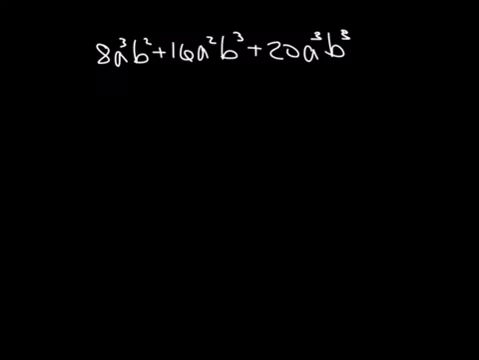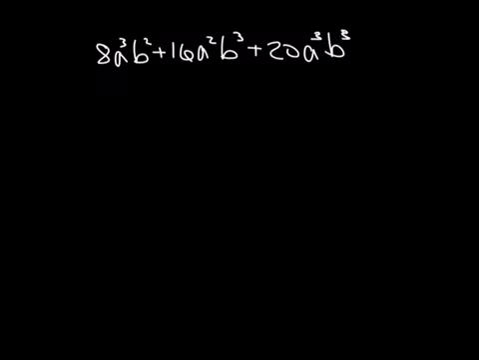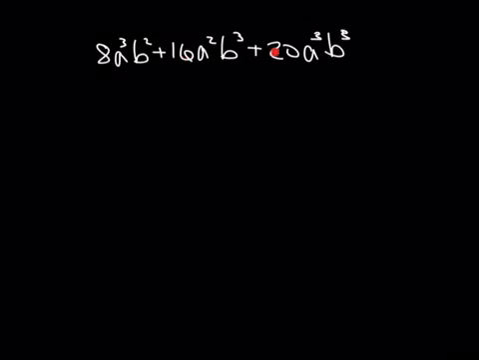Okay, so there we are. And the question for example 2 says, all right, find the greatest common factor. So one of the things I'm going to do is try to find the biggest number that goes into 8, 16, and 20. Well, 8's a pretty big number. 8 goes into 8. 8 goes into 16, but 8 doesn't go into 20.